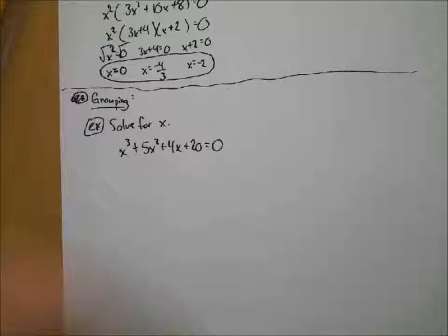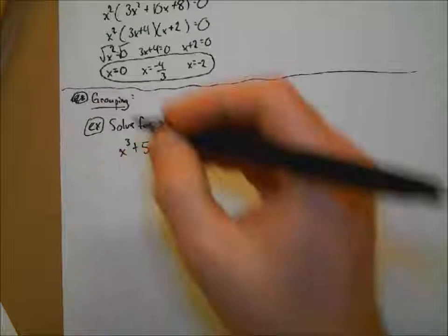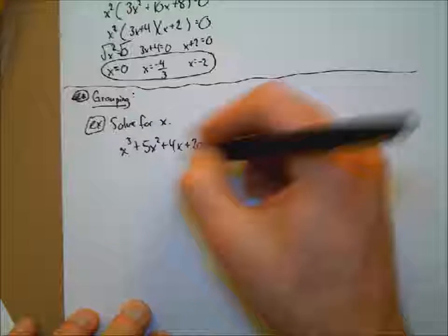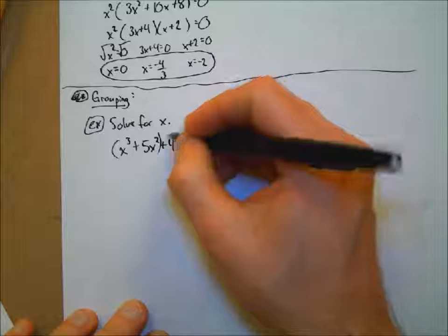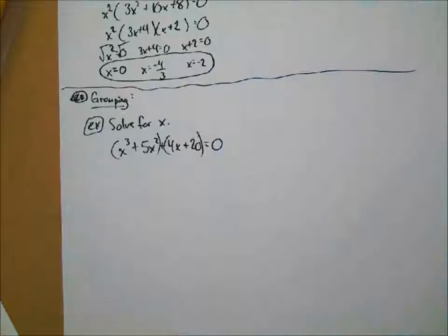And it's a cubic, so we really can't factor it like it's a quadratic. So we'll do this grouping thing, all right? Grouping is really helpful if we have an even number of terms. So let's see here. We'll group together the first 2 and the last 2.